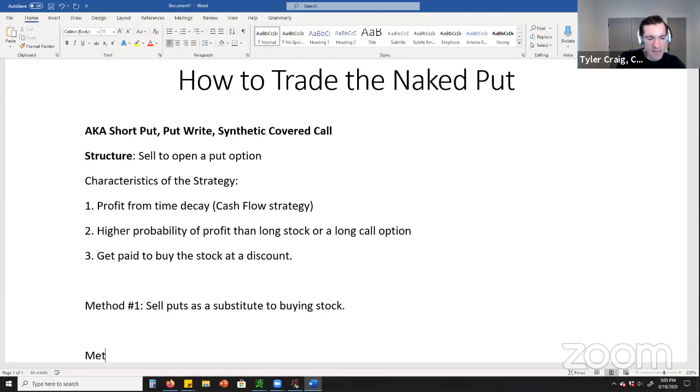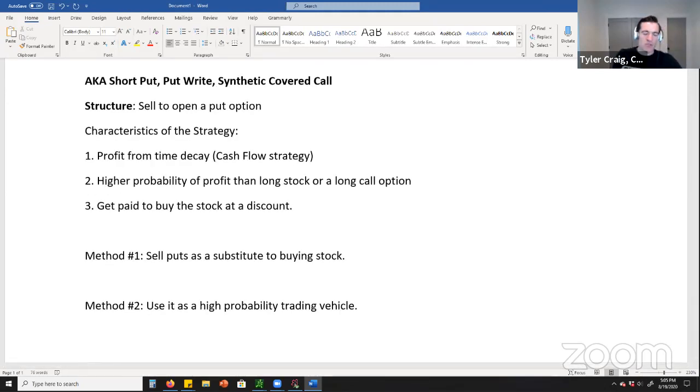A second method, I think, is just using it as a trading vehicle, a high probability trading vehicle, a trading strategy. So I don't necessarily have to be married to the stock for the foreseeable future. I may just say, look, this month I think this is a good naked put trade, and I may never trade the stock again. So it could just be one extra strategy I add to my bag of tricks that I pull out from time to time.